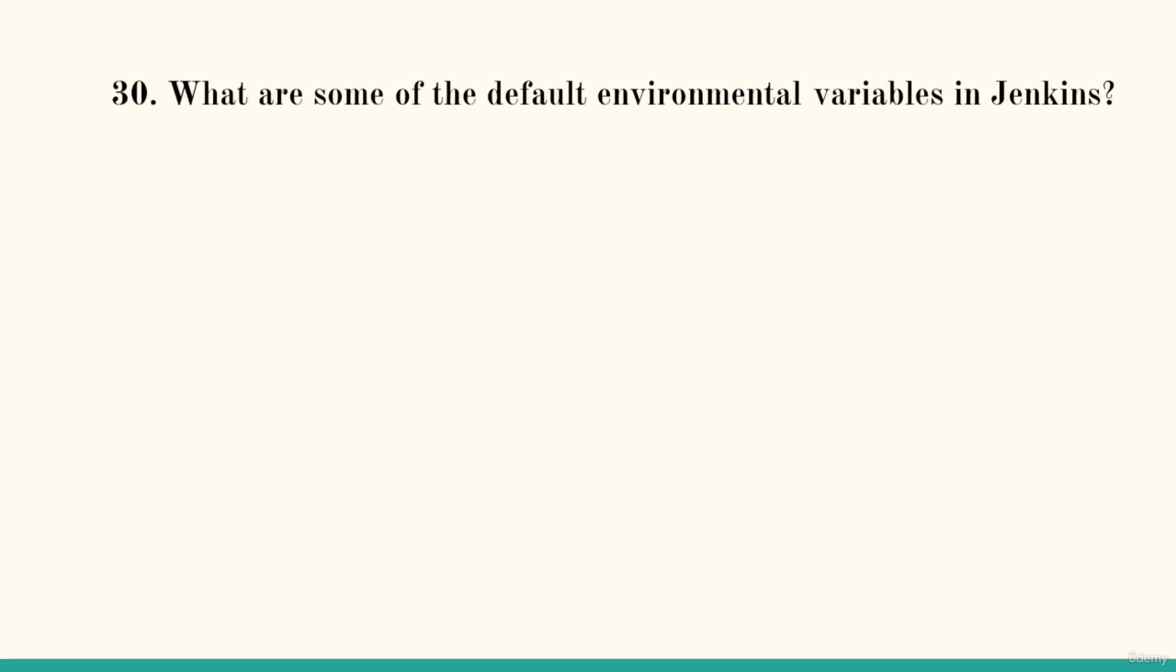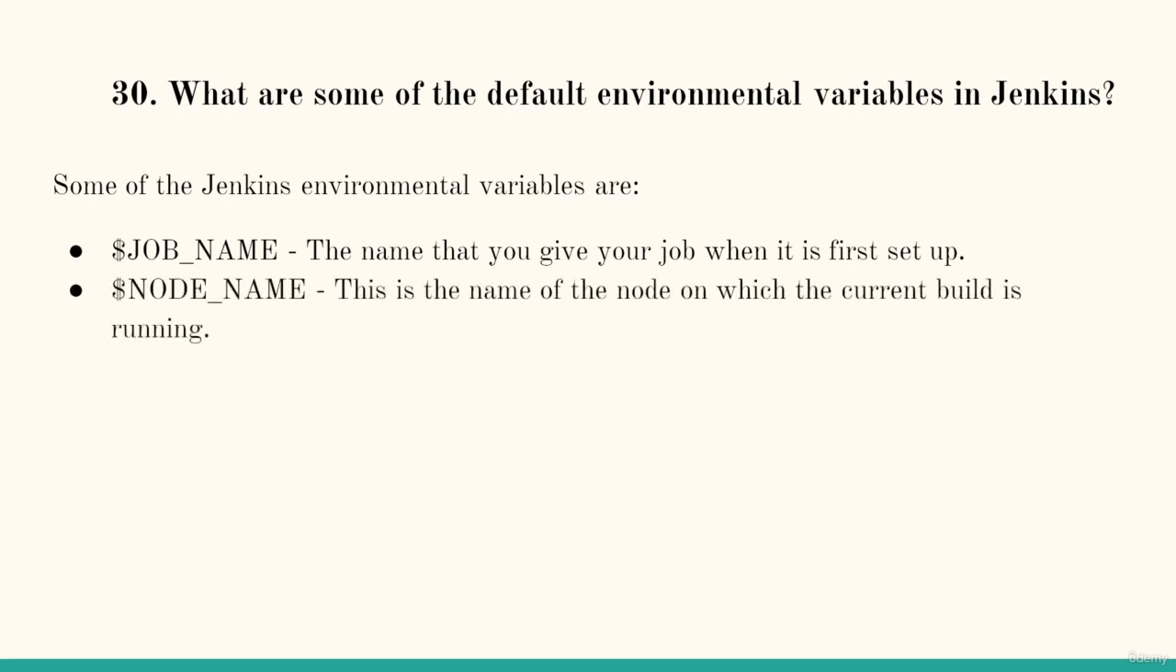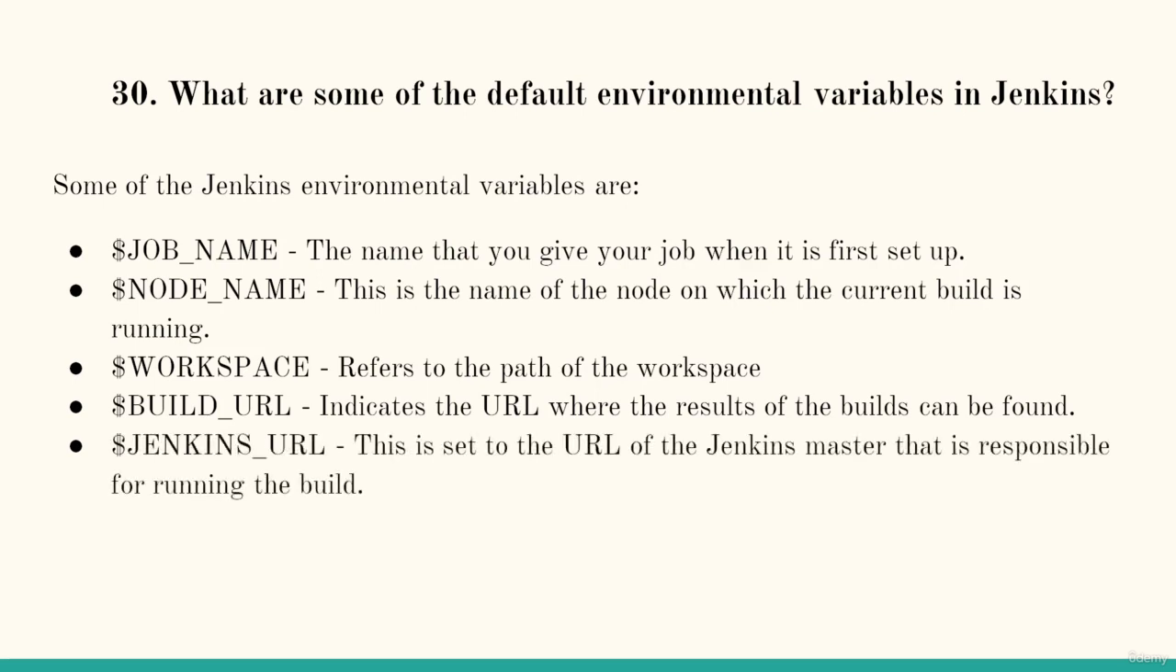What are some of the default environment variables in Jenkins? Here are some. Job name: this is the name that you give your job when it is first set up. Node name: this is the name of the node on which the current build is running. Workspace: this refers to the path of the workspace. Build URL indicates the URL where the results of the builds can be found. Jenkins URL: this is set to the URL of the Jenkins master that is responsible for running the build.